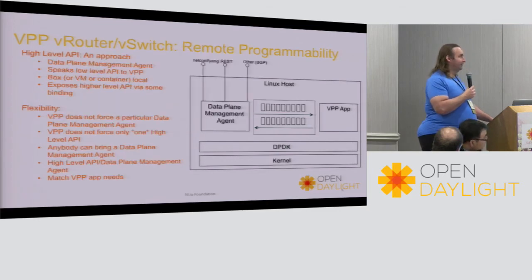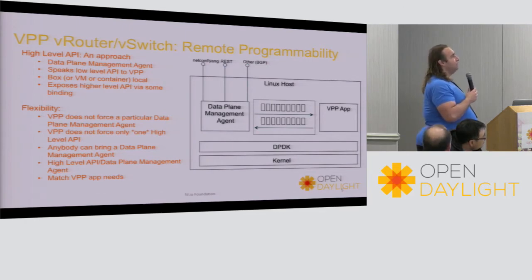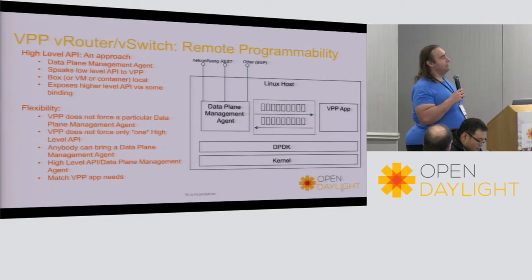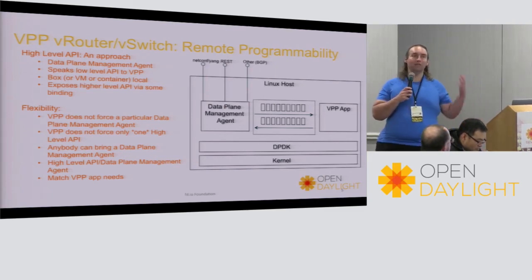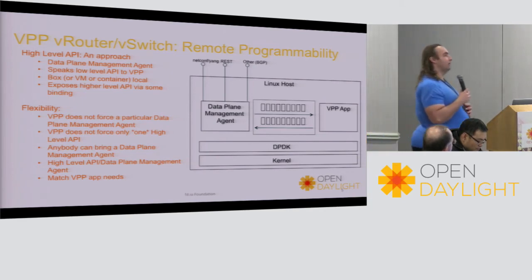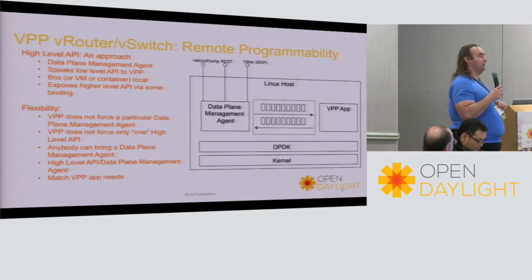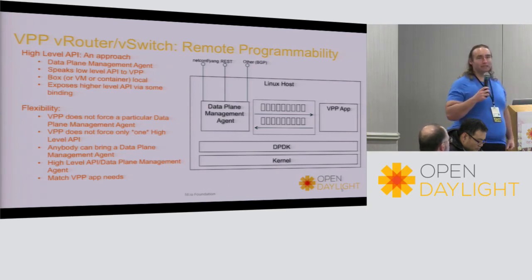about two slides. So the model for how you go about programming at a remote programmability model for VPP is you have a data plane management agent, which is an external application, that can expose whatever high-level API you would like. And that data plane management agent translates to the low-level API and speaks that to VPP. Obviously, it needs to run locally on the same box of the VPP instance.